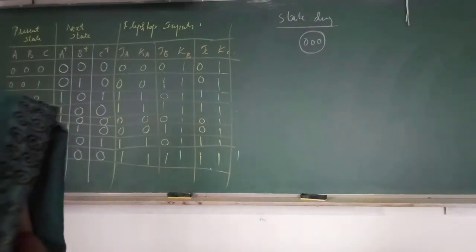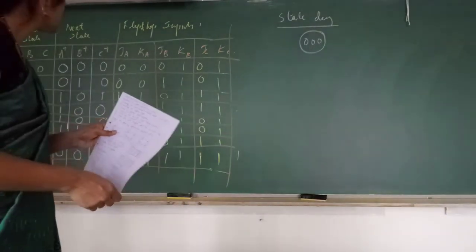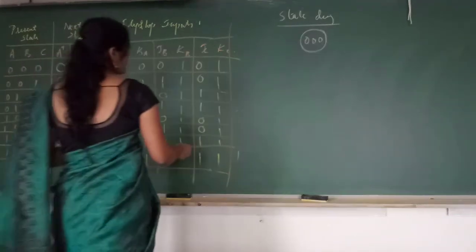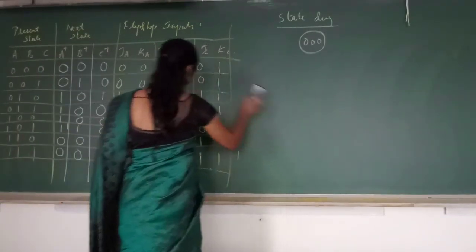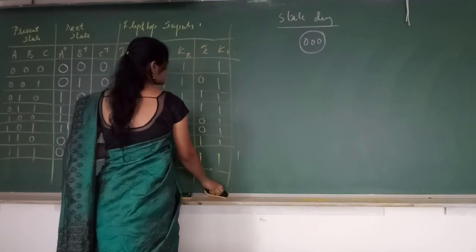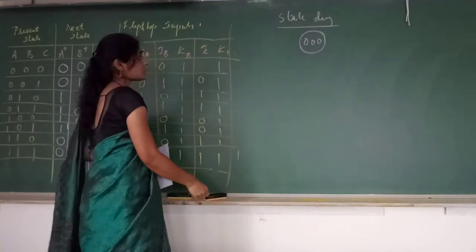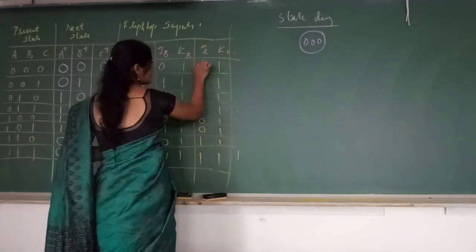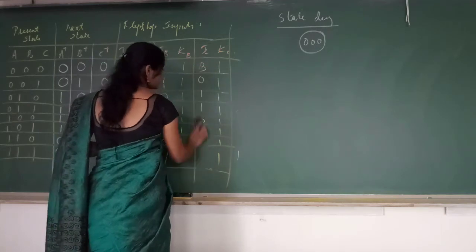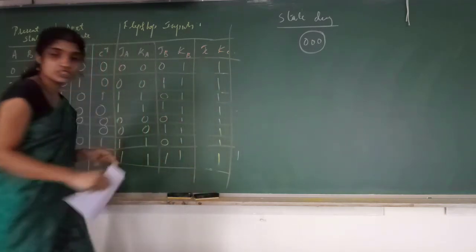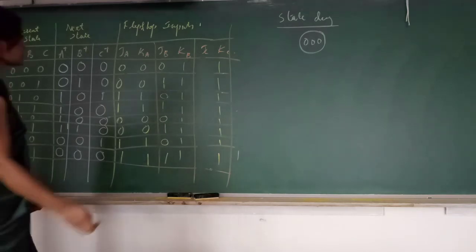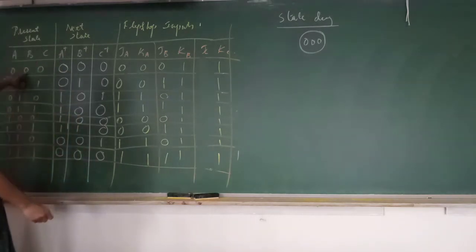Okay, JC is B bar. I'm sorry, in the circuit, just check: JC is B bar. The equation we have written is wrong. That is the reason I said you have to be very careful when we write the equations. JC is B bar. So B bar means what? Complement of this, no?